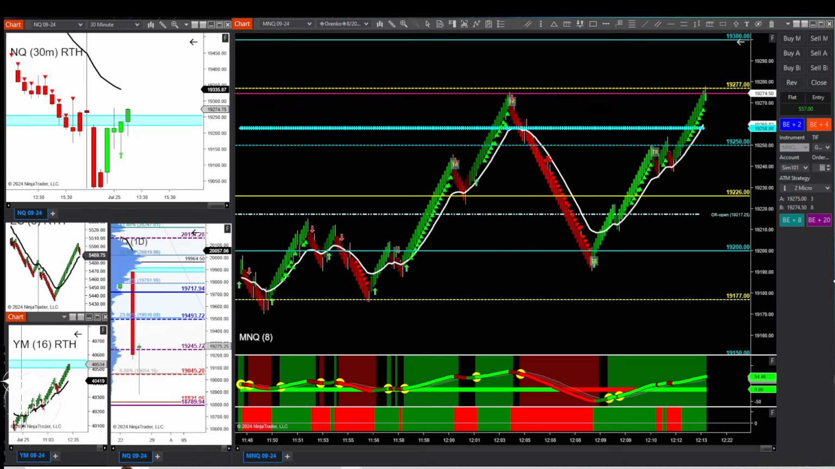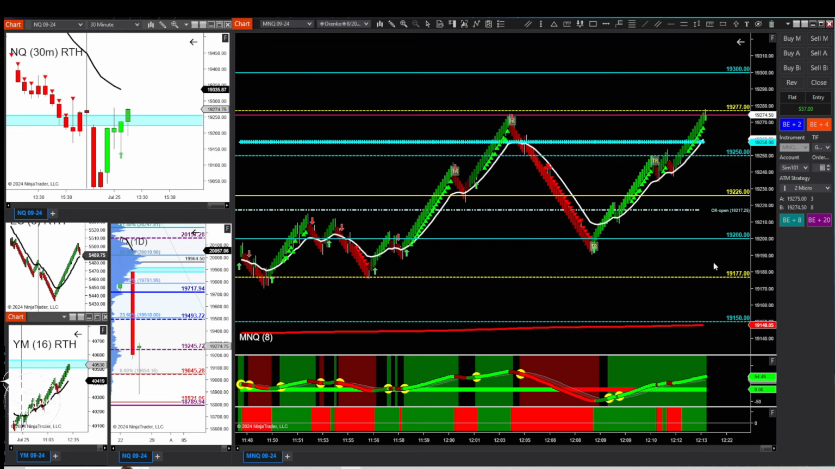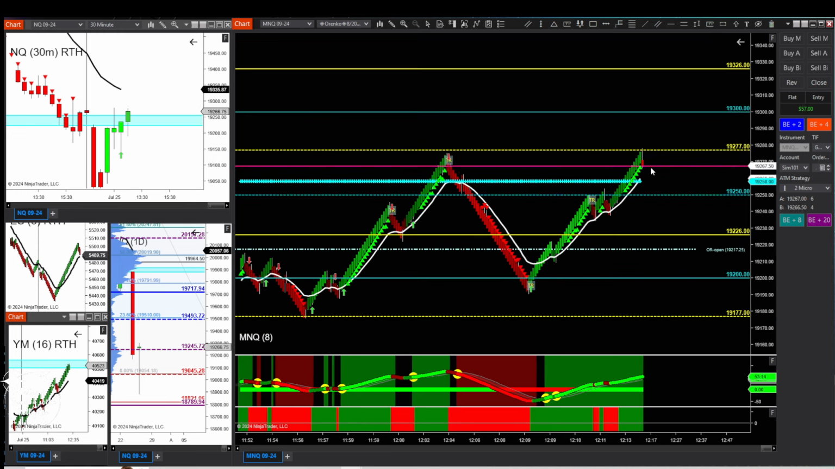So here are some trades. I thought I would take a trade just to kind of show you how that's working. Probably wouldn't enter way up here. I'd wait for a little pullback back to this blue line. And then we're going to take a long, but I do think, all right, let's take the short.